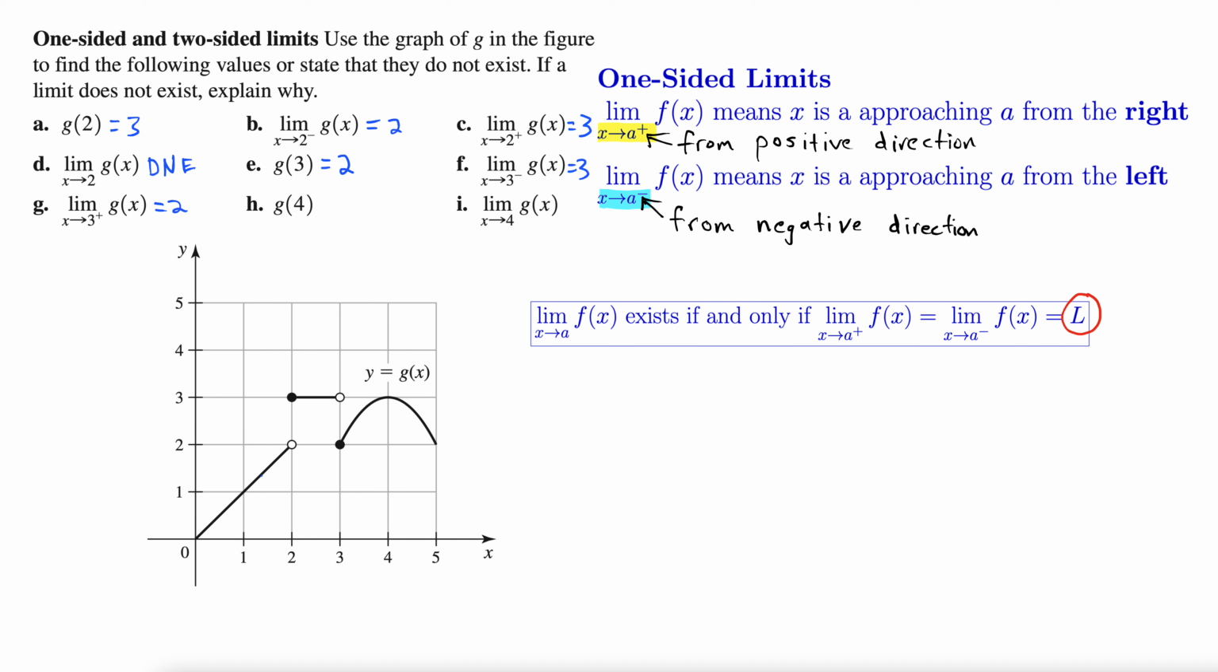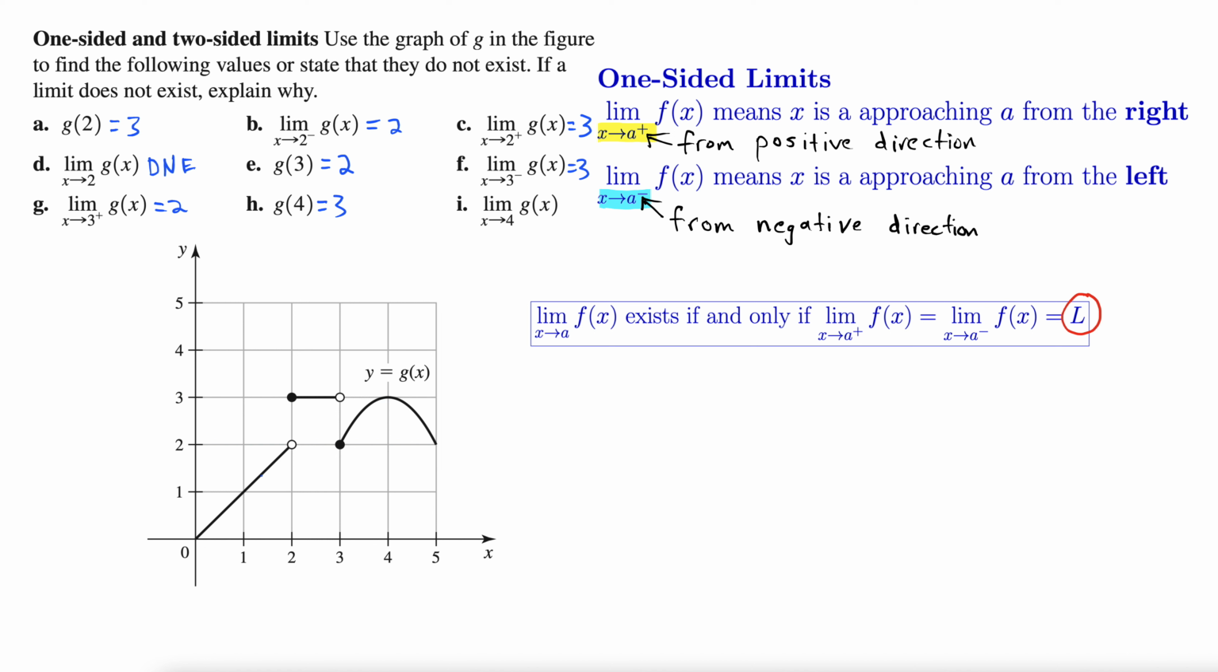Part H asks for g of 4. Okay, no big deal. We know how to find the x value of 4. We know how to trace it up to the function and trace that over to the y-axis. So g of 4 is 3.